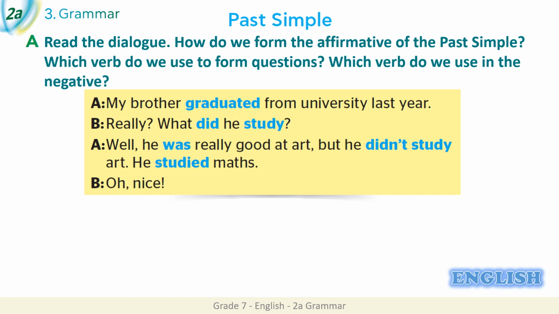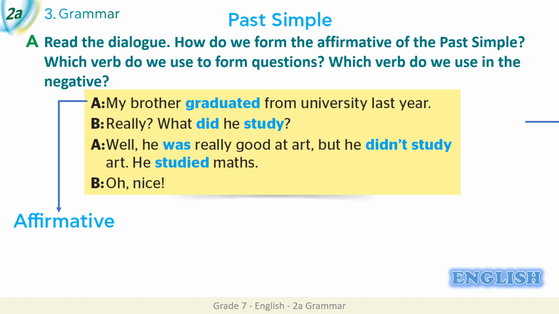Now, let's check the forms we have within this dialogue. Let's start with the first sentence. My brother graduated from university. Who can tell me what is the form of the sentence here? That's correct. It is in the affirmative form, and the verb is a regular verb. Now, how about the second line? What did he study? What is the form here?